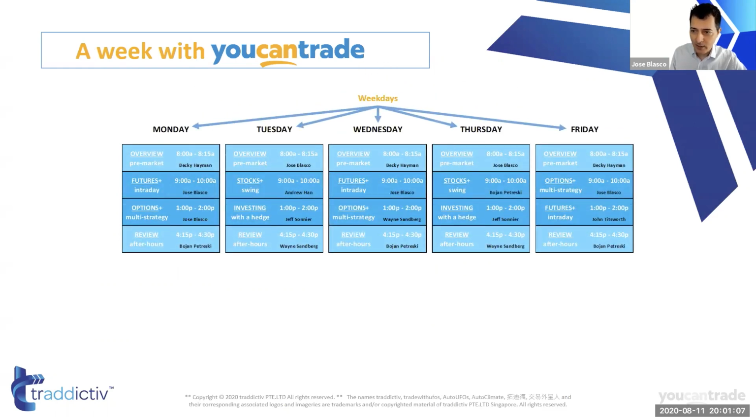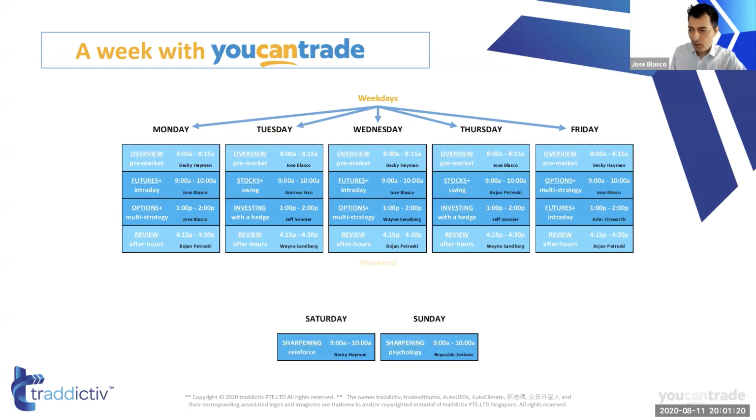New York time, we do the overviews. 9 a.m. we do our active trading. 1 p.m. we do options investing. And then at 4:15 p.m., all of this is New York time, we do our after hours review. On the weekend, we do sharpening. The markets are closed, so no need to rush. Therefore, we can take our time to go over what we call reinforce and very important trading psychology.